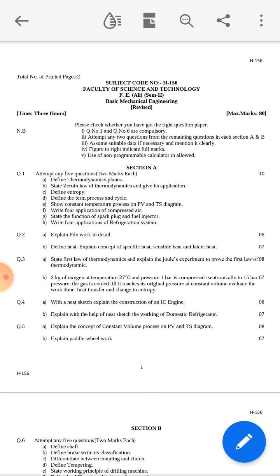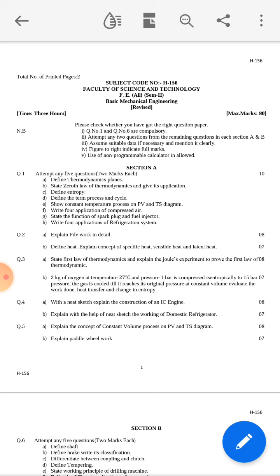Next, define entropy. What is entropy? Entropy is denoted by S, right? Entropy is a derived property of system, right? Mathematically it is defined as the change of entropy dS of system receiving heat Q at a temperature T Kelvin, defined as dS = dQ/T. This is the mathematical expression, right?